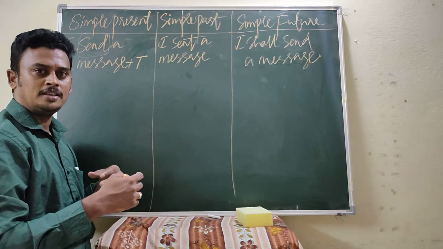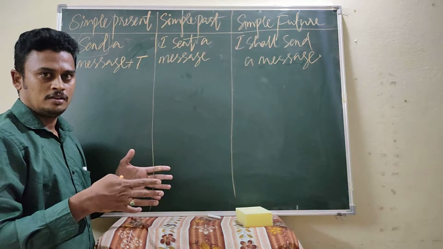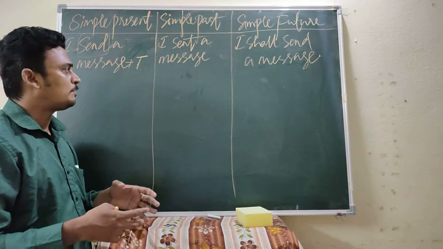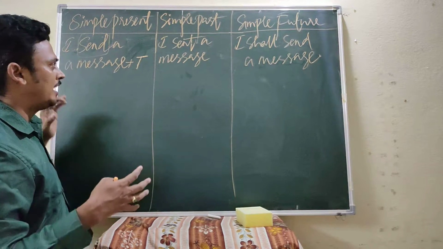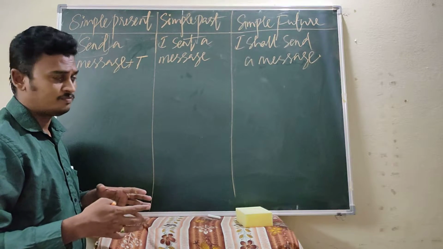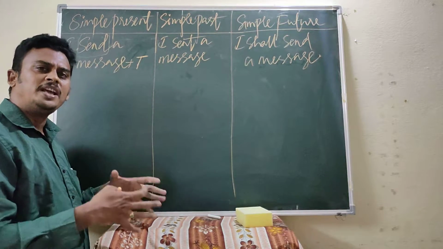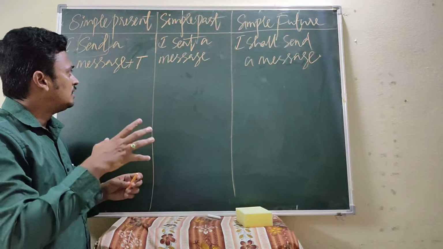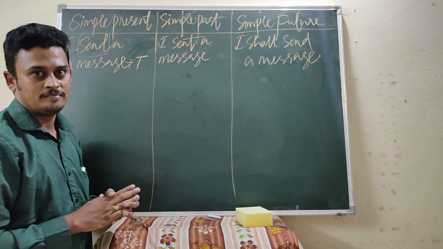You can use the time indicator at the beginning of the sentence in spoken English, but in written English you are not supposed to write the time indicators at the beginning of the sentence. In spoken language you can communicate that way. So: I send a message regularly, every day, usually, frequently, always, never, seldom, often. Likewise, you can speak the simple present tense in this way.